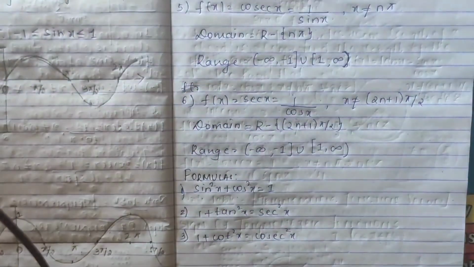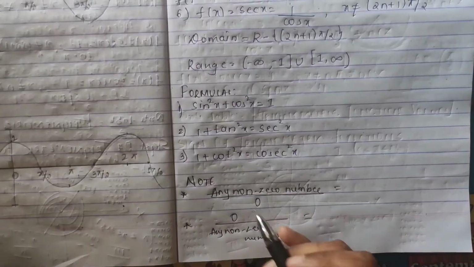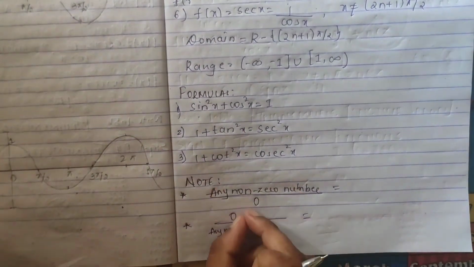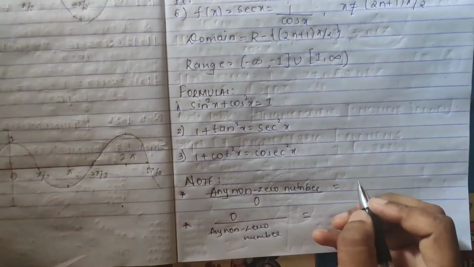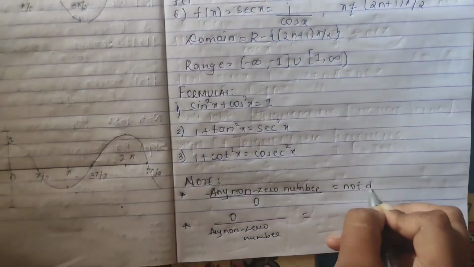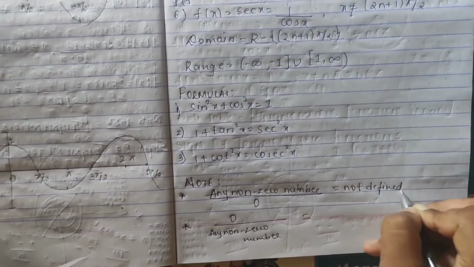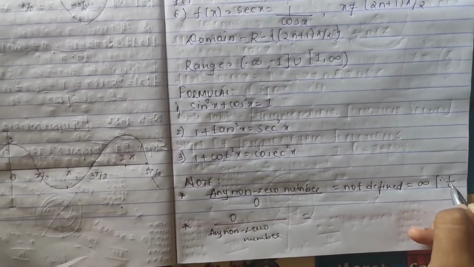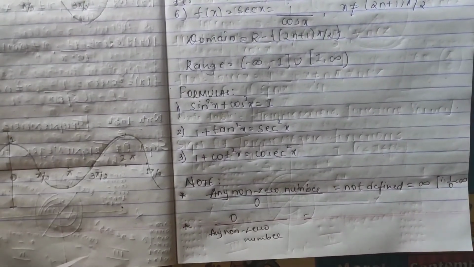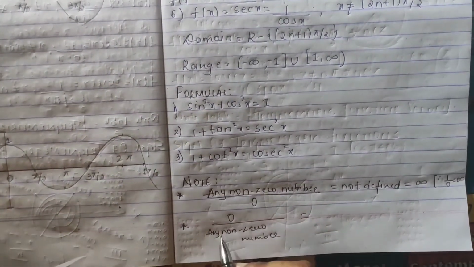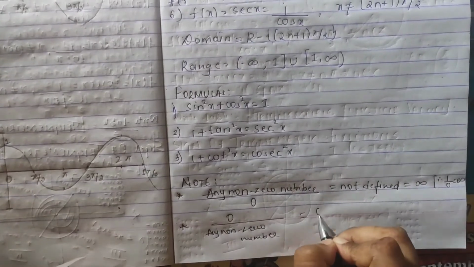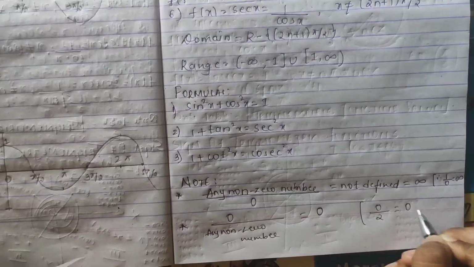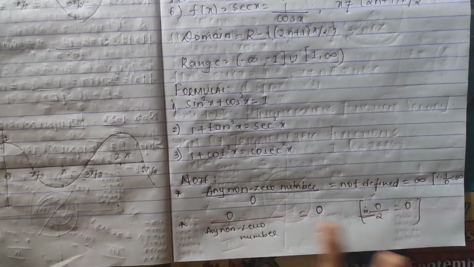Just pause the video to note it down. This one note you take, this you know, but still: any non-zero number divided by 0 will be not defined, which means infinity. That is, if you have 1 divided by 0, that will be directly infinity. And if you have 0 divided by any non-zero number, that will be 0. For example, 0 divided by 2 will be 0 only. Just remember this part.